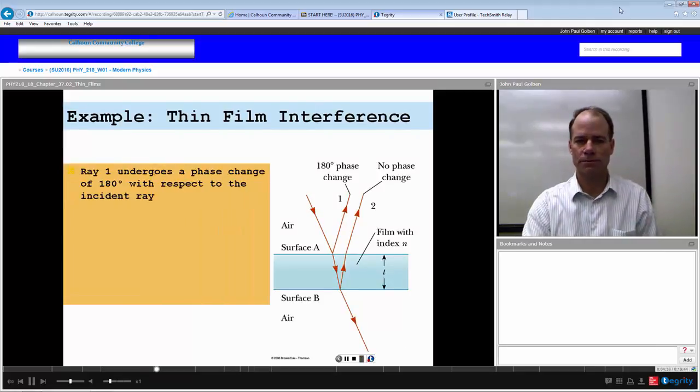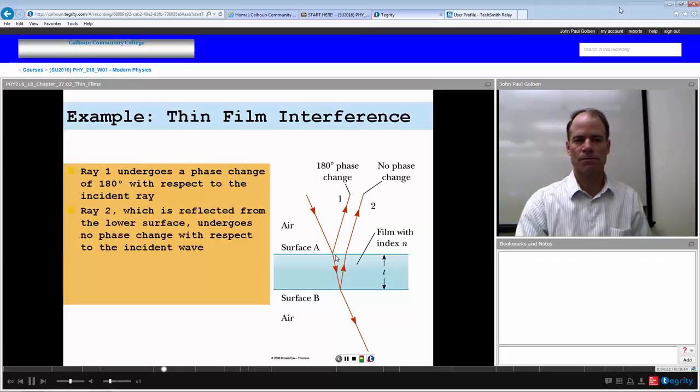Here's an example. We have ray 1 coming in here, and we have a reflection off this first surface A, and there will be a 180 degree phase change on that first reflection. Then the refracted ray goes through the substance, and as it's going through the substance, its wavelength will be shorter by the index of refraction of that substance. It will internally reflect off the second surface B. In this case, we're going from a higher index to a lower index, so there'll be no phase change upon that reflection. And it starts to come back.